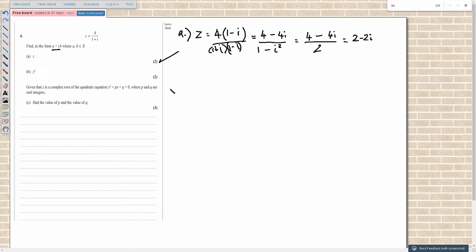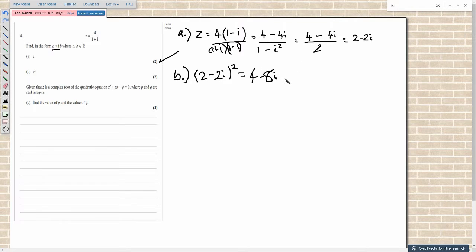Hopefully it's pretty straightforward. Part B, I should find z squared. It's nice and easy now once you've got this part. It's literally just this squared, so that's 2 minus 2i all squared. Obviously, if you just expand this as brackets, I'm going to get 4, minus 8i. Sorry, this is really unneat, but hopefully it's still clear to see.